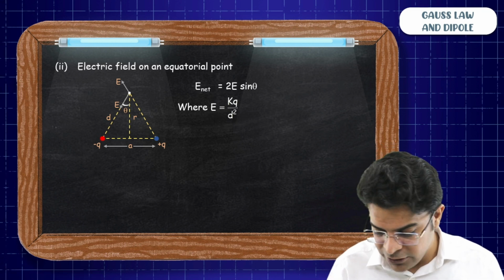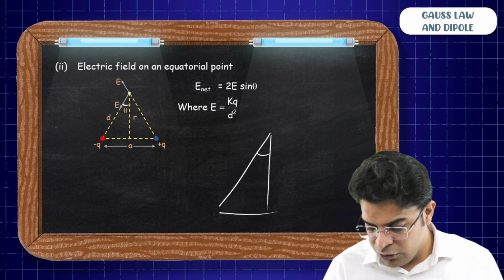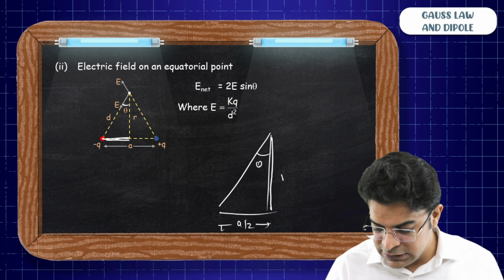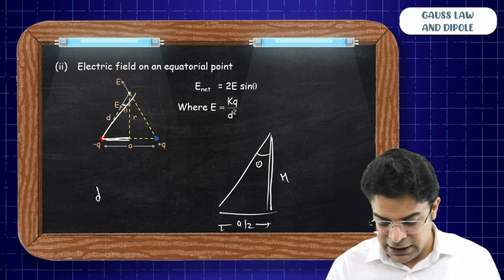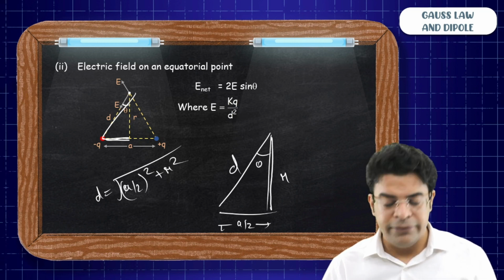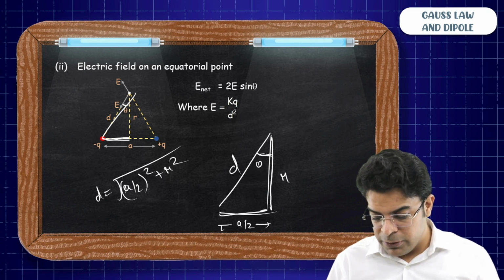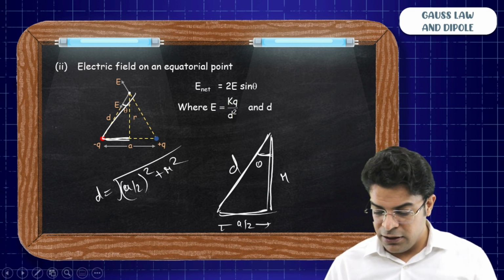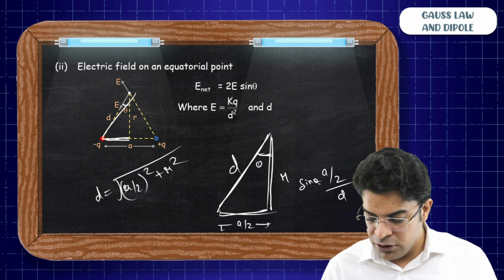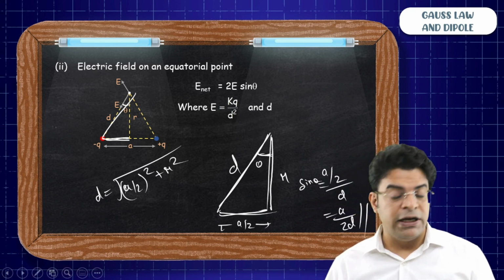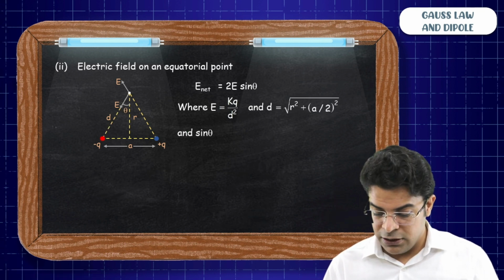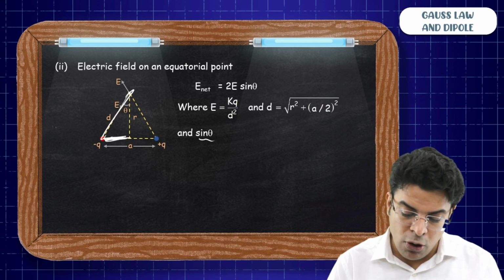And how to write sin theta? Look into this right angle triangle. You know that this half distance is a by 2, right? This distance is r. So this distance d has to be equal to under root of (a by 2) whole square plus r square, right? But let's call it d. So you can say sin theta has to be perpendicular upon hypotenuse. So sin theta will be equal to a by 2 upon d. So that becomes a by 2d. This will be the value of sin theta, where d will be under root of r square plus (a by 2) whole square.